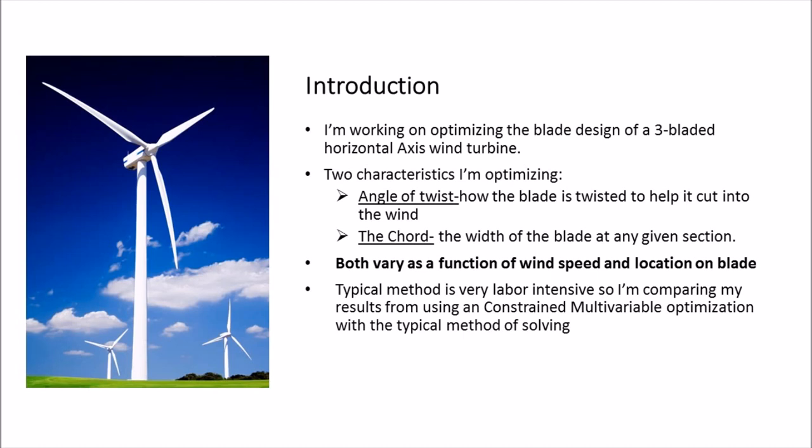As a brief overview of what my project is about, I'm attempting to optimize the blade design of a horizontal axis wind turbine by optimizing the angle of twist and chord of the blade. Both of these vary as a function of wind speed and location, and traditional methods can be quite labor intensive, so I'm hoping to improve that by using a constrained multivariable optimization technique.